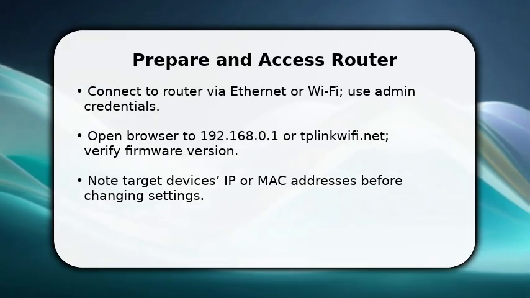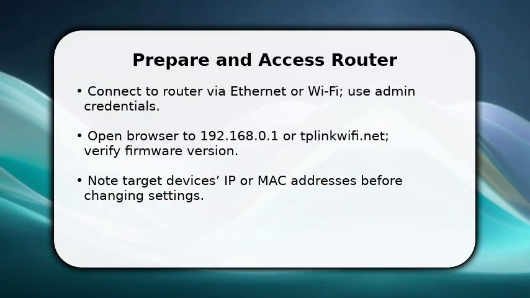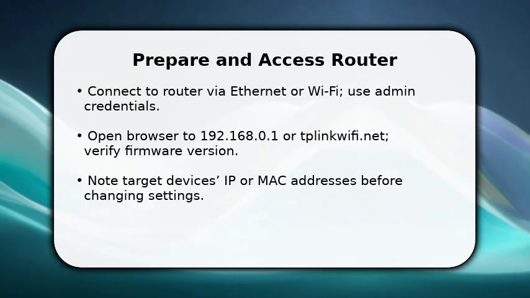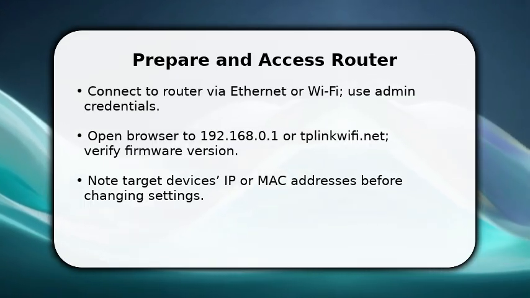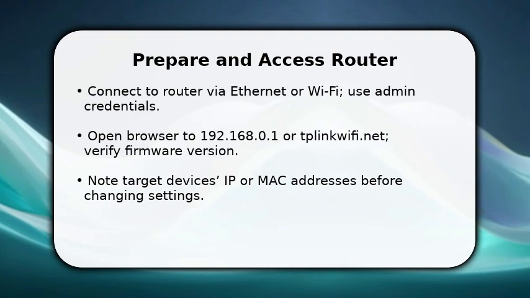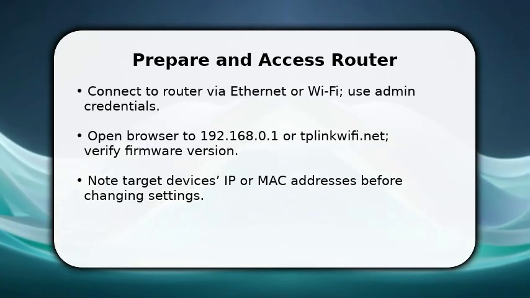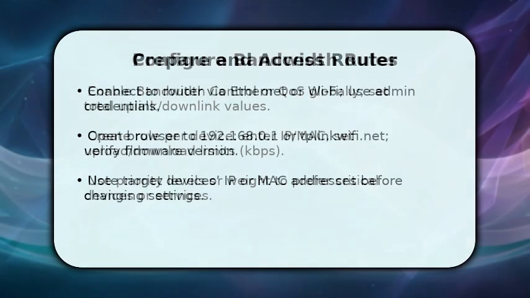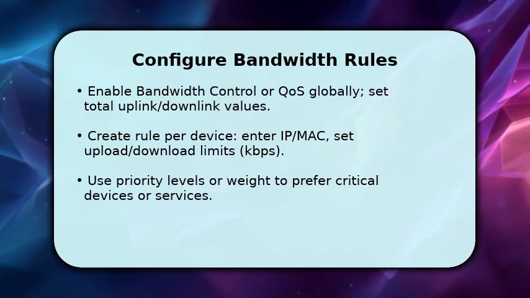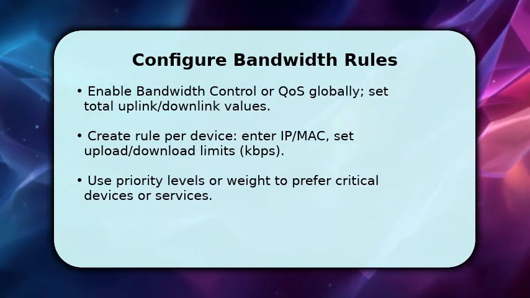Next, navigate to the Network or Advanced tab and look for Bandwidth Control or CoS. This is where you will create the actual rules. Once on the bandwidth control page, turn the feature on and enter your internet plan's real upload and download caps so the router can allocate correctly. Then add a rule for each device.